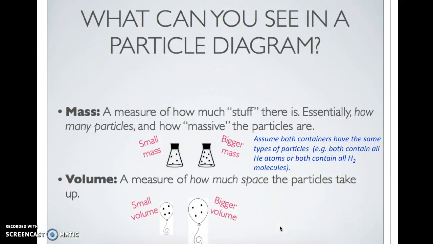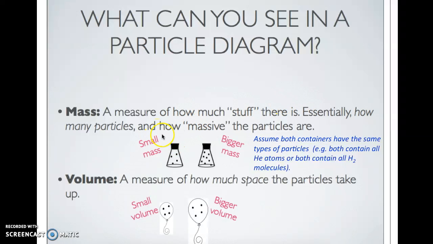Okay, now let's get into what a particle diagram can show you and how it can be used to explain things like mass, volume, pressure, temperature, etc. Let's begin with mass. What is mass? It's important to know what that is. That's a measure of how much stuff there is, and the more particles you have, the more massive your sample is.